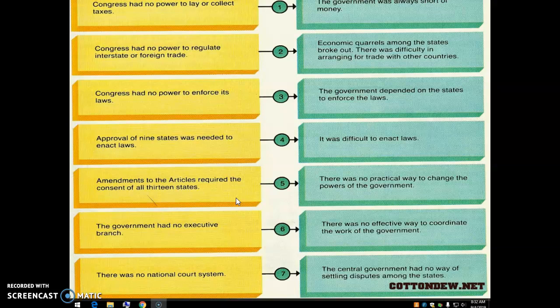The executive branch, there is none. So there's no way to coordinate the government. There's no way to operate. There's no way to make them enforce the laws. And there's no court system. So there's no way to settle disputes among states.